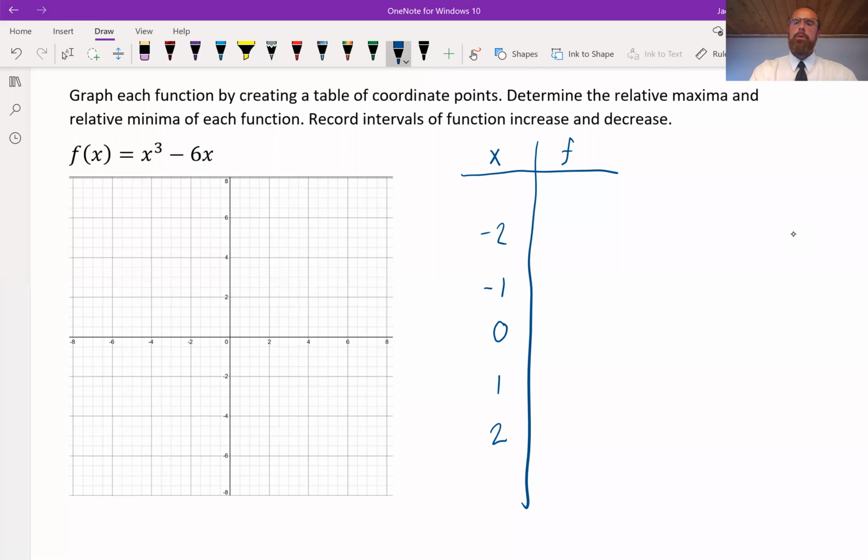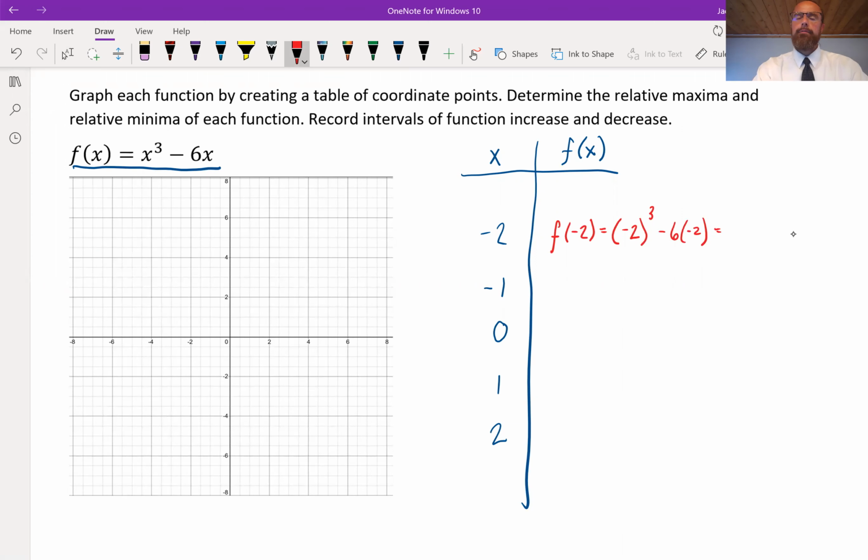And what we're looking for, what are the y values? How do I determine a y value given these x values and this function f of x equals x cubed minus 6x? So let's evaluate manually and see if we can graph this function that way. So my first value is -2, so I want to calculate f at -2. So that's going to be replacing every x value in the function with -2. So -2 to the power of 3 minus 6 times -2.